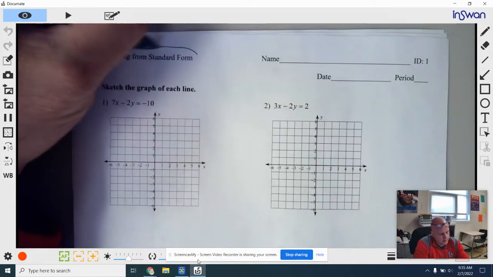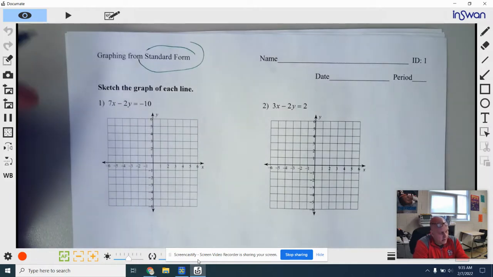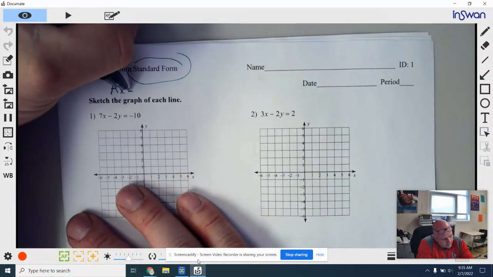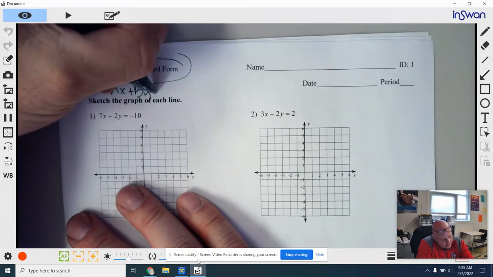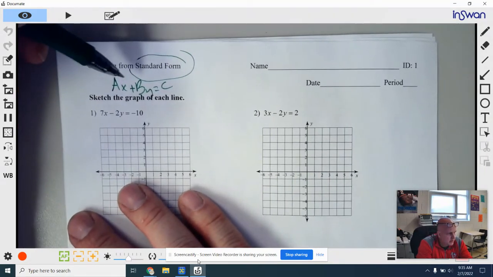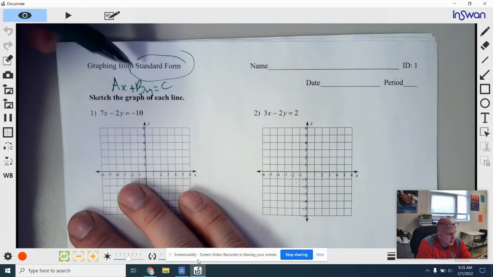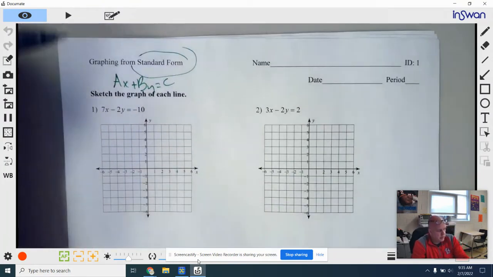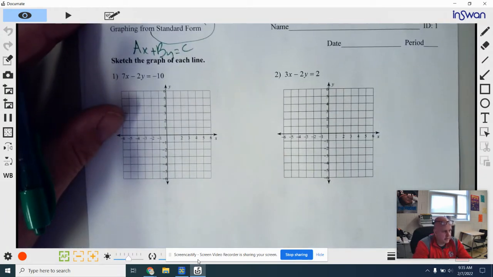Instead, what they are is what we call standard form. And standard form just means this: AX plus BY equals C. So your X and your Y value is on the left side, and then you have your constant on the right side. So we got to do a little bit more work today to graph these lines.